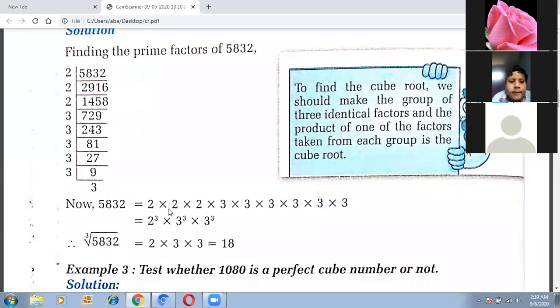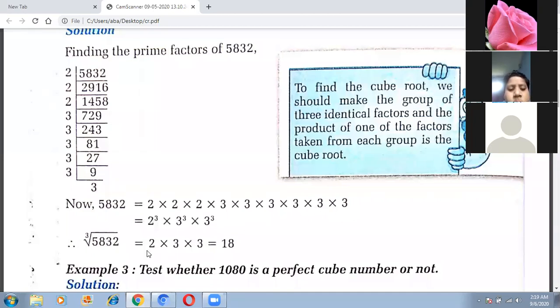Yes. 2 into 2 into 2. These 3 are identical factors. So you make a group, 2 cube. Again 3 identical factors, 3 into 3 into 3, you write 3 cube. Again another 3 identical factors, 3 into 3 into 3, you write 3 cube.